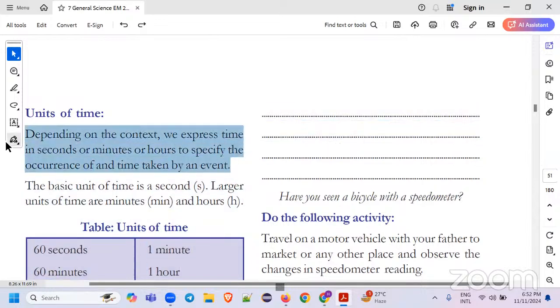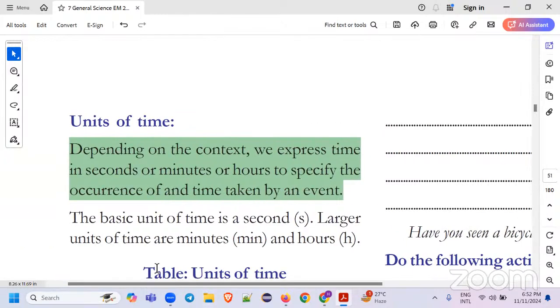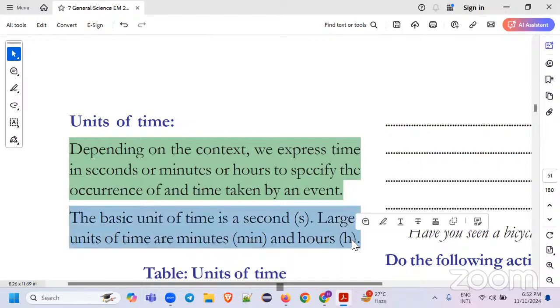సిచ్యువేషన్, depending upon the context, we express time in seconds, minutes, or hours to specify the occurrence. But usually the basic units of time, large units of time are minutes and hours, whereas basic unit of time is second.